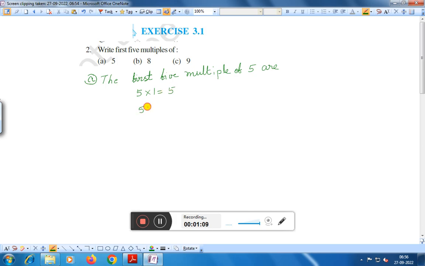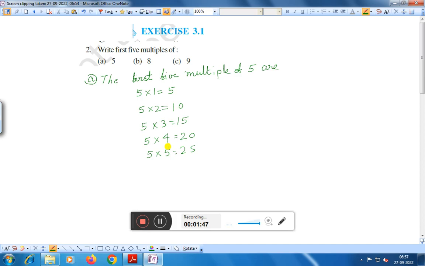5 into 2 is equal to 10. 5 into 3 is equal to 15. 5 into 4 is equal to 20. And 5 into 5 is equal to 25. These are the first 5 multiples of 5.